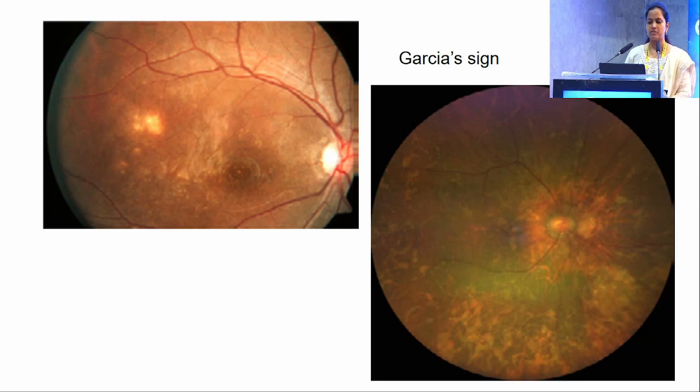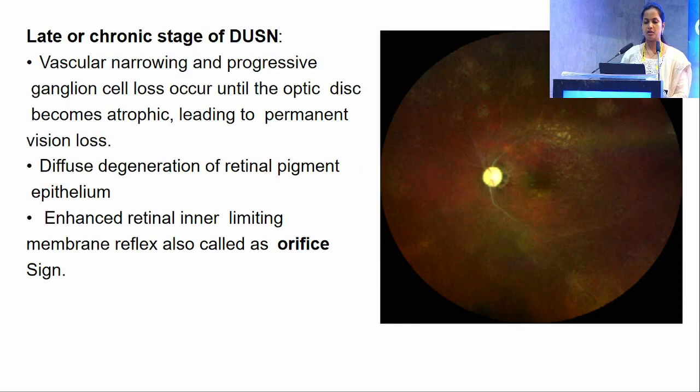This picture shows a yellowish crop of lesions supratemporal to the macula, the first picture. The second picture shows Garcia's sign, that is, subretinal tracts. Later, in the chronic stage of DUSN, there is vascular narrowing and progressive ganglion cell loss until the optic disc becomes atrophic, leading to permanent vision loss. There will be diffuse degeneration of the retinal pigment epithelium and an enhanced retinal inner limiting membrane reflex, also called orifocal. Patients present with profound vision loss in this stage.